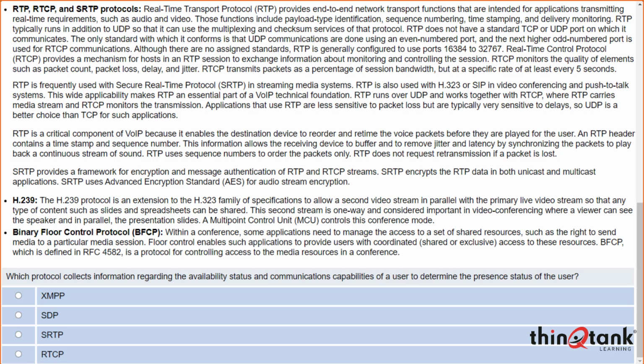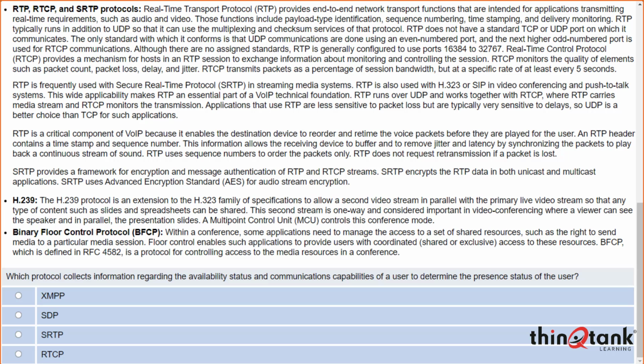H.239 is a protocol. It's an extension to the H.323 family of specifications to allow a second video stream in parallel with the primary live video stream, so content like slides and spreadsheets can be shared. The second stream is one-way and considered important in video conferencing, where I can see the speaker and, in parallel, a presentation of slides. You need an MCU, a multipoint control unit, to control that conferencing mode.